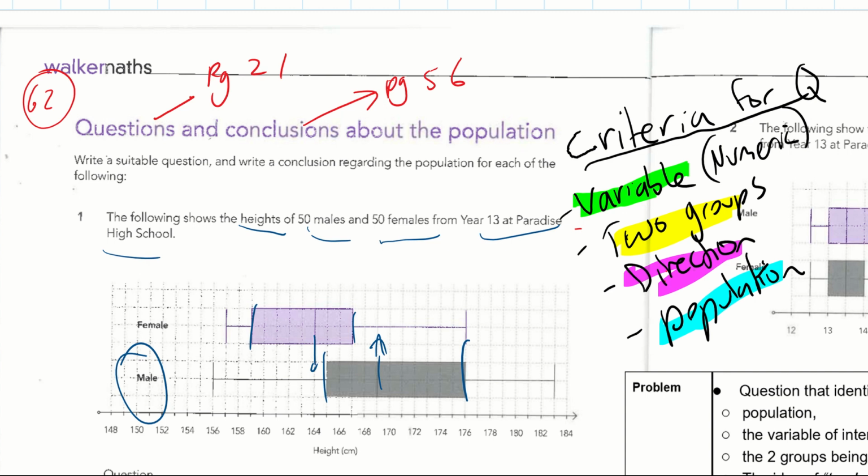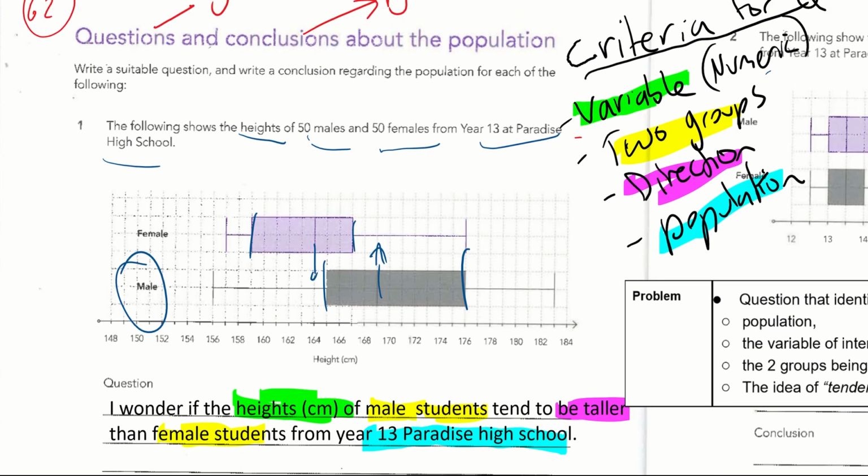And so I need to write a question, and these are the things that I need to be able to do. I need to state the variable, and this will be numeric. There's two groups, the direction, where the one's bigger than the other, and the population. And you can see here that I've done that. I wonder if the heights, in centimetres, of the male students tend to be taller than the female students from Year 13 Paradise High School students. You can see the green is variable, the two groups, male students and female students, direction to be taller, population in blue.